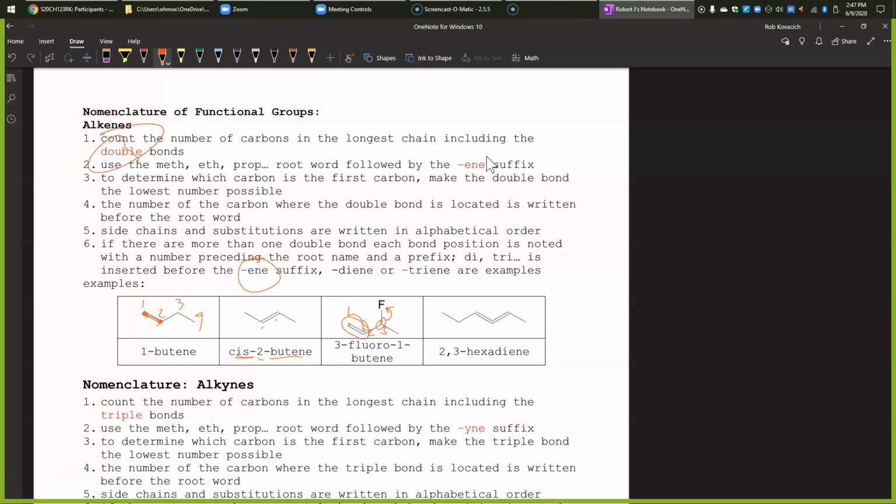And then the next one, it's double bonds. So this di is 2 of these things, the double bonds. Here's carbon number 1 and number 2. So from 2 to 3 is a double bond, and then from 3 to 4 is a double bond. So that's why it says 2,3-hexadiene. We good with that?